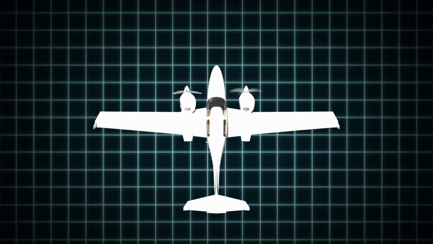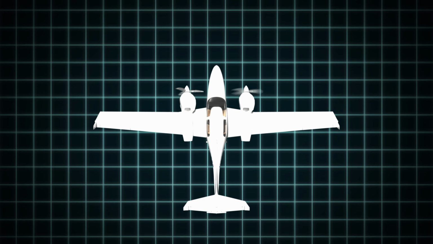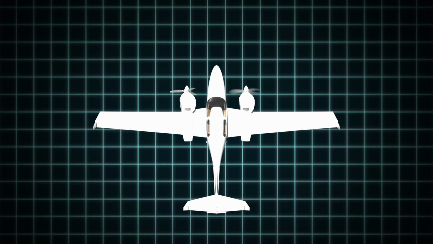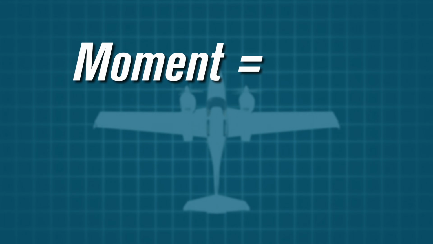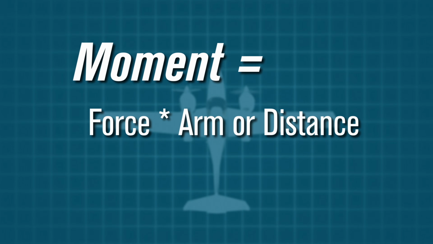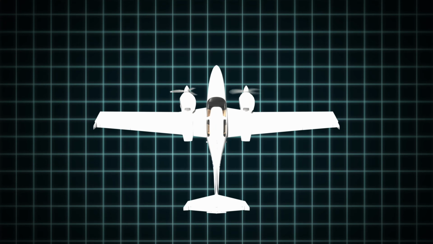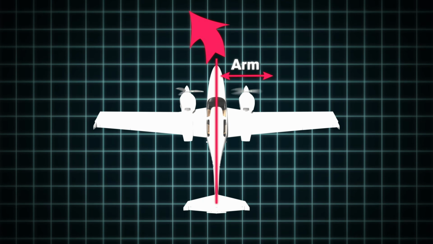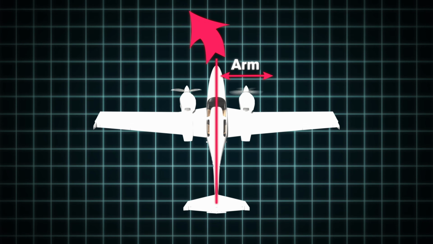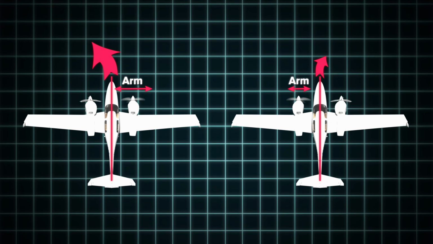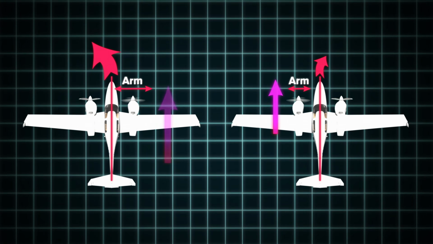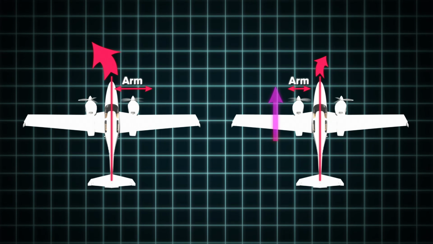The engine that produces the largest moment of yaw and roll when it is made inoperative or fails is the critical engine. Recall that moment is force multiplied by arm or distance. So, if there is a propeller with a longer arm, it will cause more yaw towards the inoperative engine compared to a propeller with a shorter arm. Also, a propeller producing more thrust will cause more yaw.